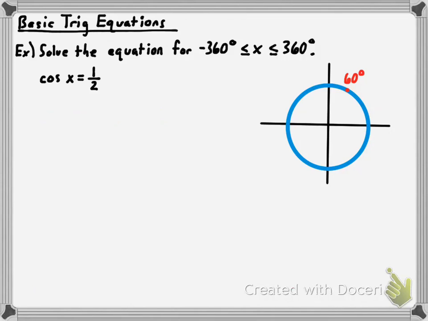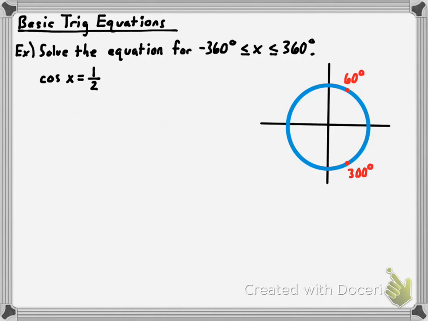We know that. But what we're trying to do is find all the angles between negative 360 and positive 360 that make that true. Well, remember that if two angles add up to 360, they have the same cosine value. So another value that we automatically know is going to have a cosine of 1/2 is going to be 360 minus 60, or 300 degrees down here.